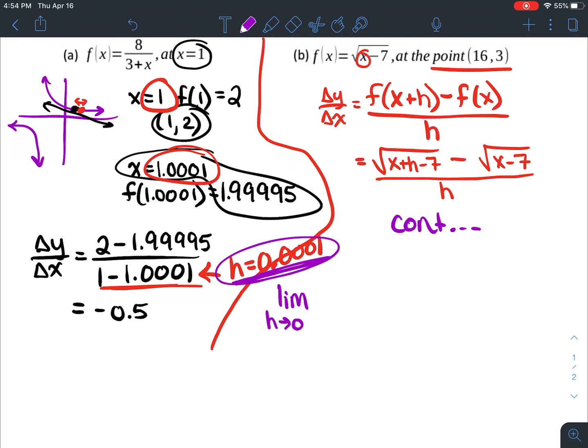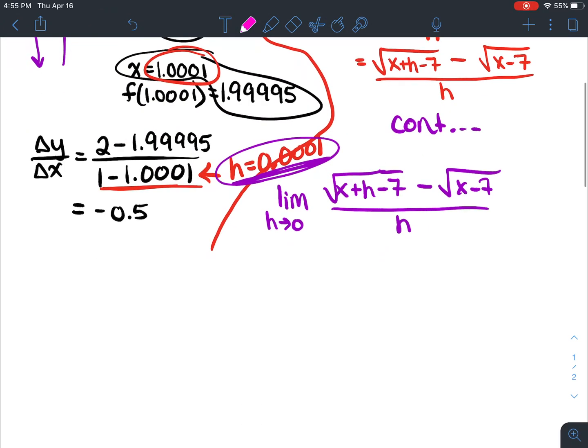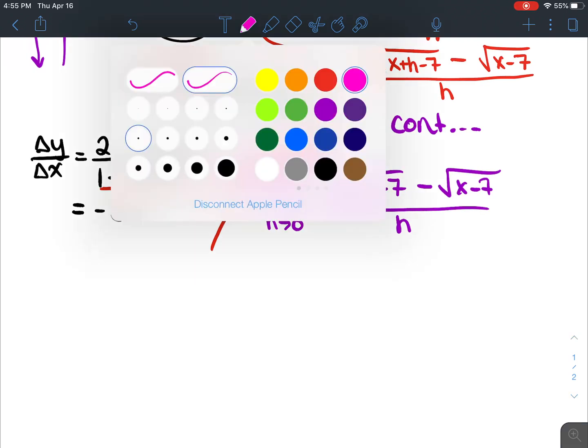So we would do just what we have in our difference quotient, minus root x minus 7, divided by h. And we want to be able to sub h equals 0 in. But we can't because it's in the denominator. So what we have to do, this is the weird part of the question, is multiply the numerator by the conjugate of itself because we don't want h to be in the denominator.